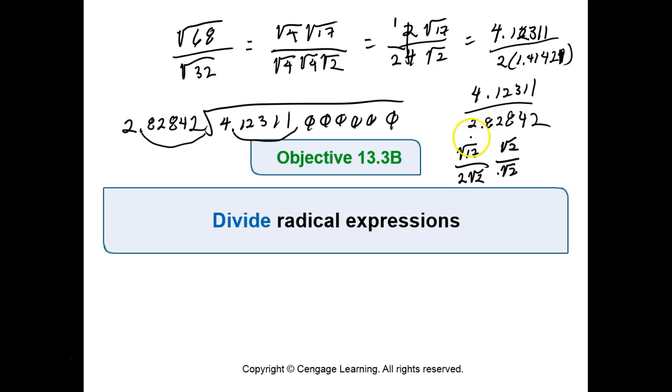Okay, now, why can you do that? What's square root of 2 over square root of 2? 1. And when can you multiply by 1? Anytime you want to. It doesn't change the value. Okay, so what does that give us? The square root of 34 divided by 2 times 2 is 4.